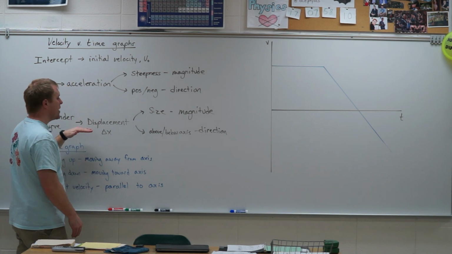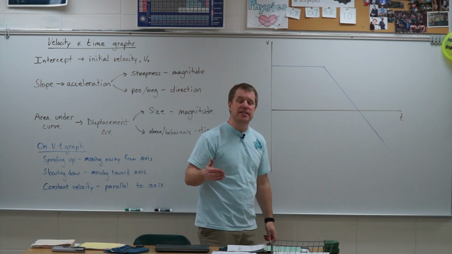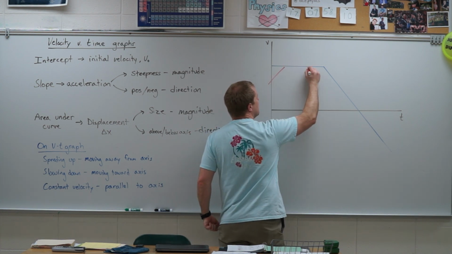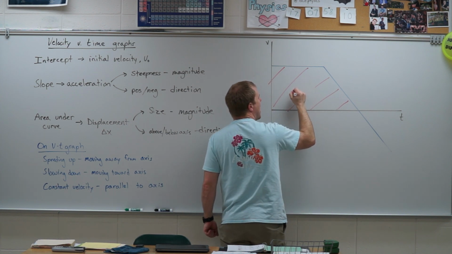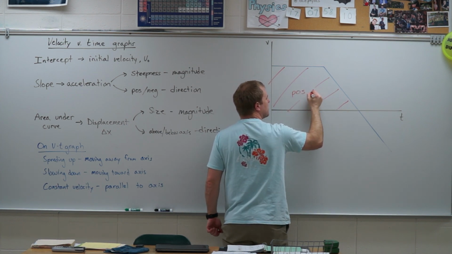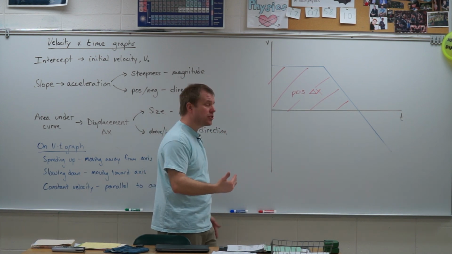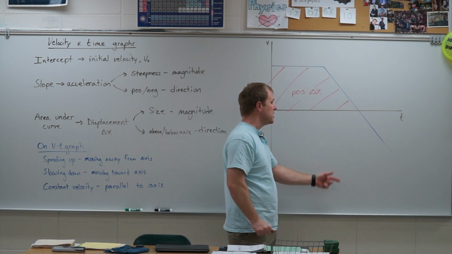So the last one we're going to look at is the area under the curve. And so I was going to show you what I mean by area above the axis and area below the axis. So above the axis would be this area here. So this would qualify as a positive displacement. Okay? And that's because I was moving in the positive direction for a certain amount of time, so I would have had a positive displacement.